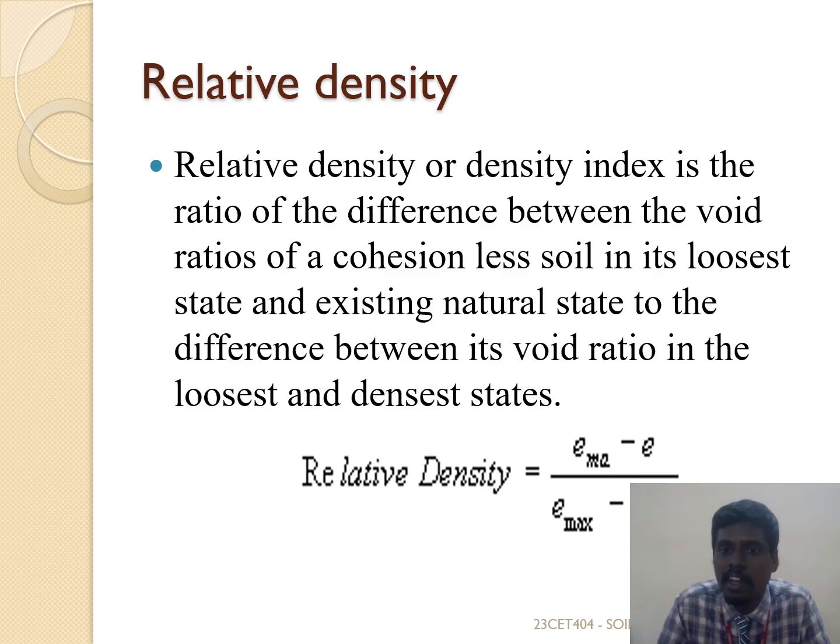Relative density is a ratio between the void ratio of the loosest state minus the natural state, divided by the difference between the void ratio of maximum minus minimum. That means the loosest state and the densest state.